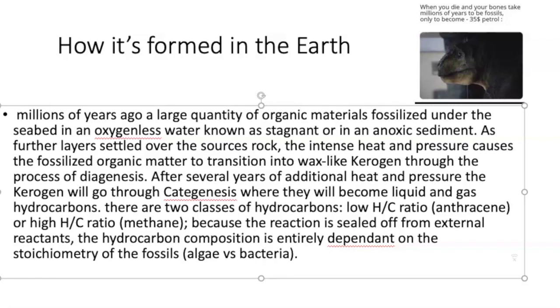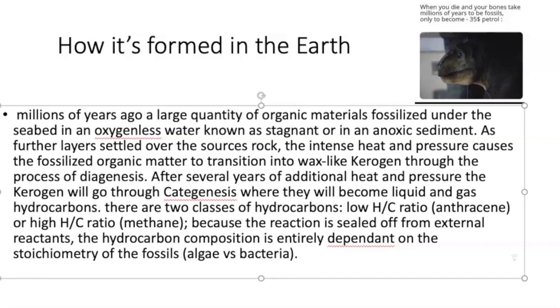Millions of years ago, a large quantity of organic materials fossilized under the seabed in oxygenless water known as stagnant or in an anoxic sediment. As further layers settled over the source rock, the intense heat and pressure caused the fossilized organic matter to transition into a wax-like kerogen through the process of diagenesis.